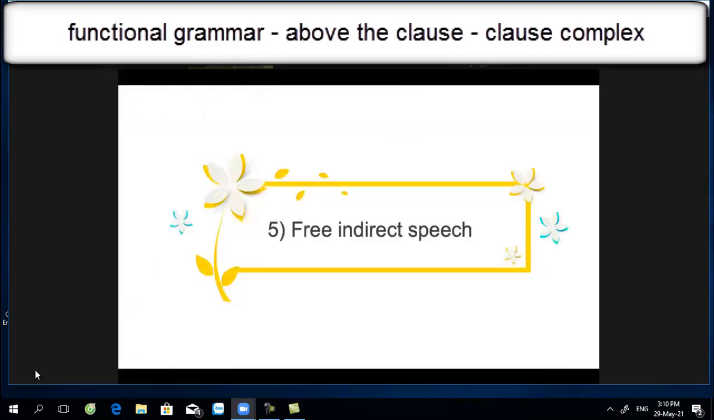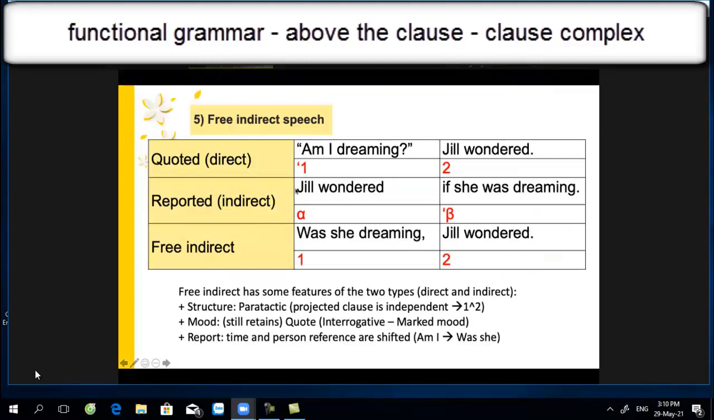Now let's come to free indirect. I use 3 examples to help you understand. Number 1, am I dreaming? Jill wondered. Wonder here is a mental process, so I use only 1 quotation mark. And this is direct, so 1 and 2. And if I report it back, Jill wondered if she was dreaming. This one is alpha and beta, and again, 1 quotation mark only. But when it comes to free indirect, you can see a very awkward one. Was she dreaming? Jill wondered.